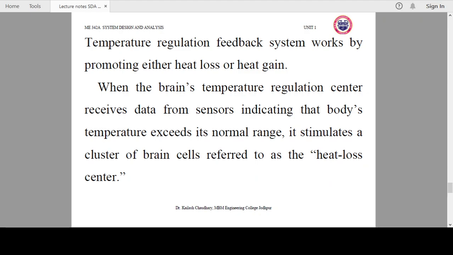So we'll try to understand this. The temperature regulation feedback system works by promoting either heat loss or heat gain. Once we get an idea of temperature rising or lowering, then accordingly the system in our body takes the decision of heat loss or heat gain. When the brain's temperature regulation center receives data from sensors indicating that the body's temperature exceeds its normal range, it stimulates a cluster of brain cells referred to as the heat loss system. So once our body gets heat, and this message goes to the brain, then the brain controls the body and we start sweating. This is how we go for heat loss.